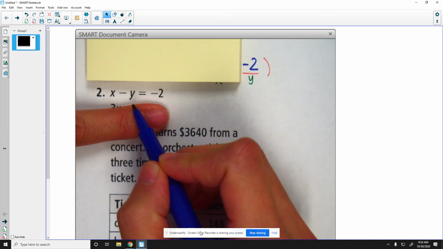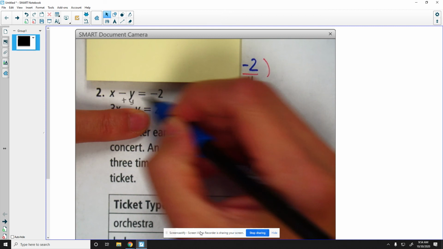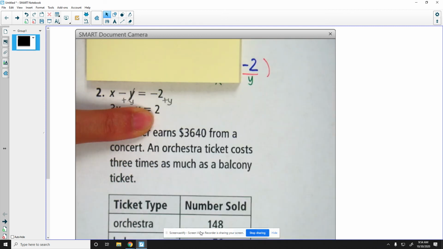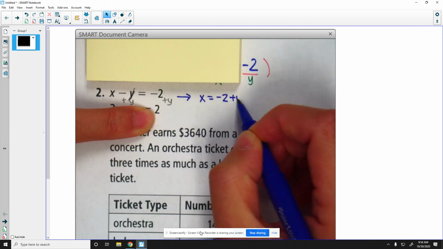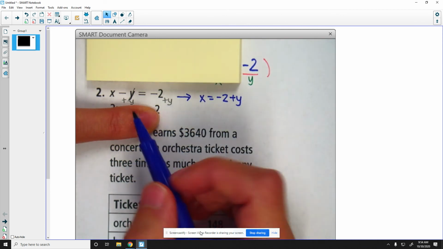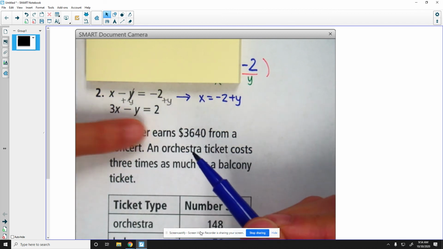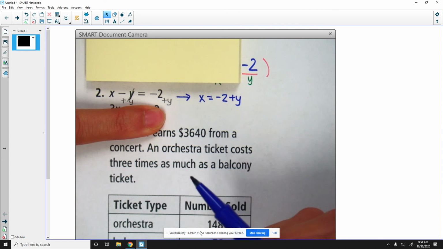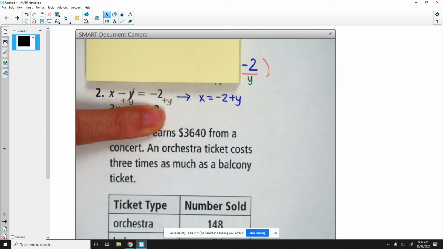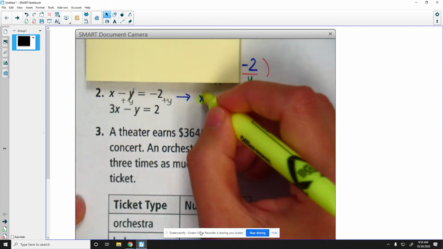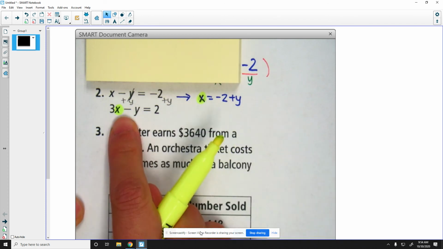So couldn't I easily solve for x if I wanted to, just add y on both sides? Won't x just have been x equals -2 plus y? Does that make sense what I did? I just took my first equation. I grabbed this one because it just looked easier. And then I tried to solve for an x or a y. If I just add y to the other side, boom, I have x solved for. So now that I have x solved for, this is what x equals. I'm going to take this and replace it in that equation.